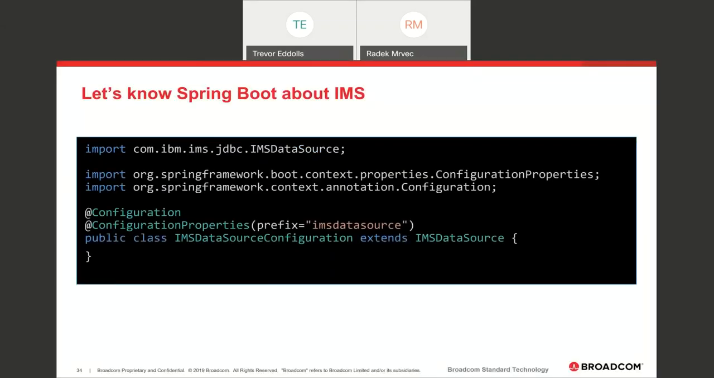And now we need to somehow use those custom IMS data source prefixed properties. That's done through this Spring Java class, which is extending our Spring Boot configuration, where we are saying we also want to include the IMS data source prefixed properties in our configuration. Later on, our IMS-JDBC driver can pick them up and create a connection for us.